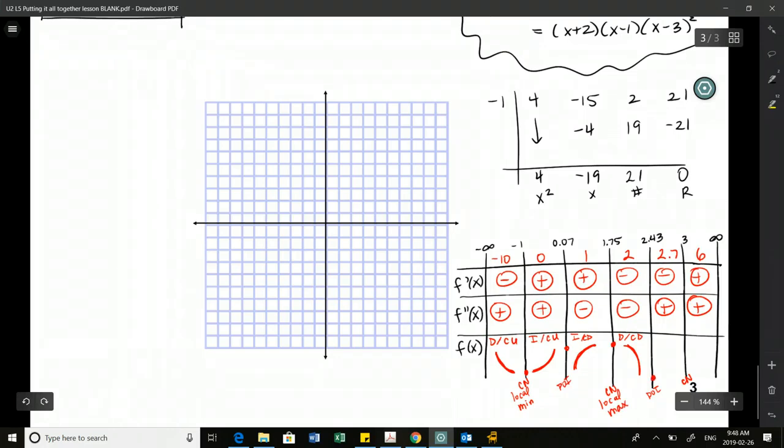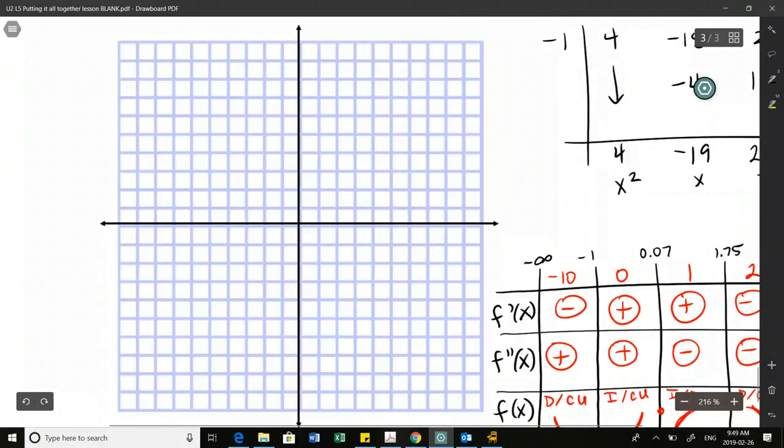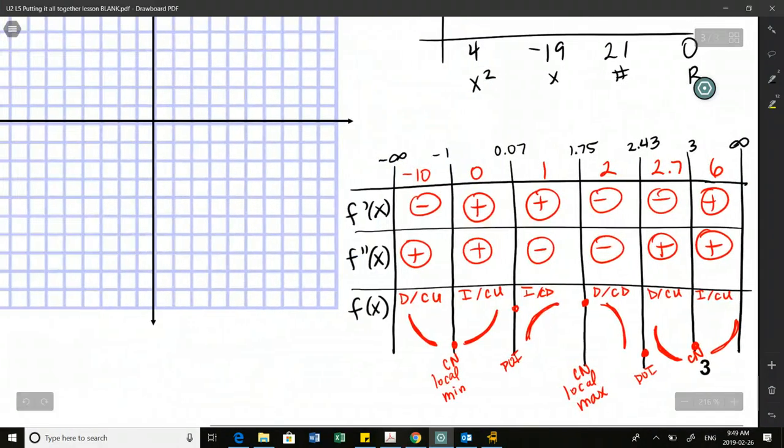Point of inflection, and we are decreasing and concave up now. So something like so. Critical number, and last one, increasing and concave up. This one's a min, good. So now all that's left to do is create our super accurate, amazing sketch.